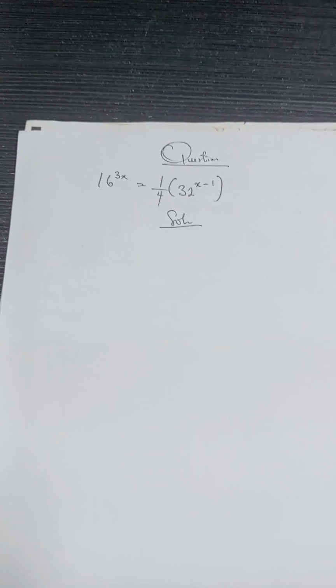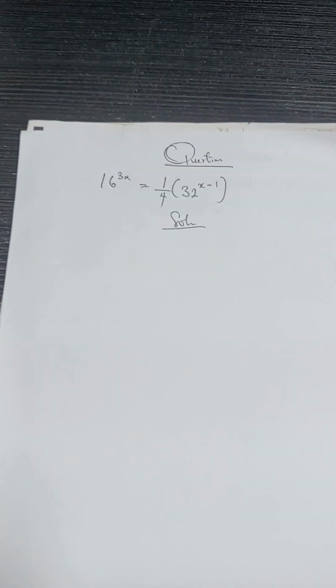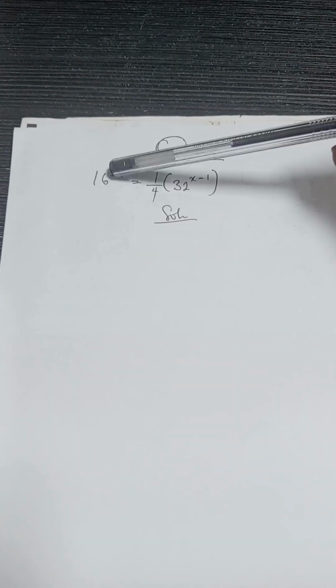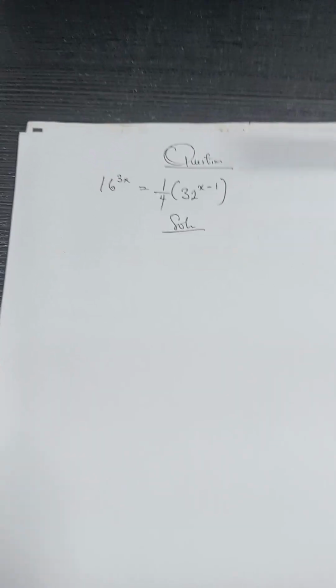This is an indices question. You need an indices rule to solve it. But there's a problem here. And what is the problem? Check it. Which one are indices? Which one are numbers? Looking at it, 16 raised power 3x is an indices. 1 over 4 is a fraction. While 32 raised power x minus 1 is an indices. So 1 over 4 is the problem, the number one problem we have to solve.